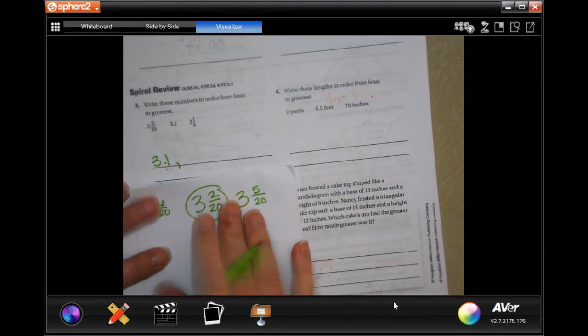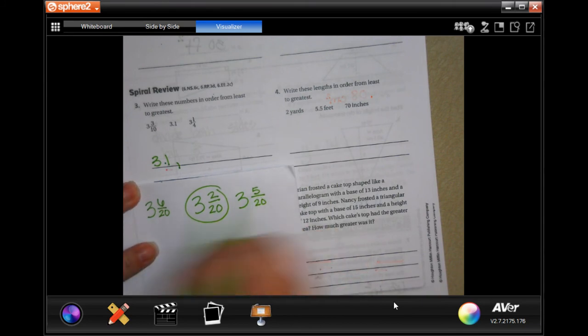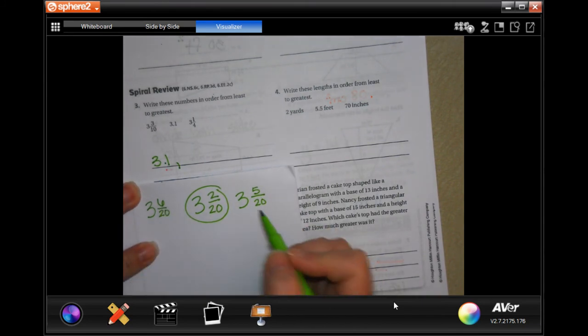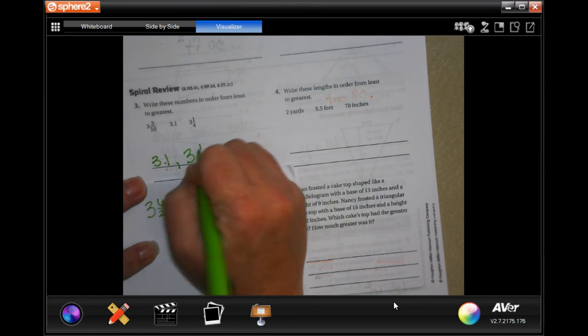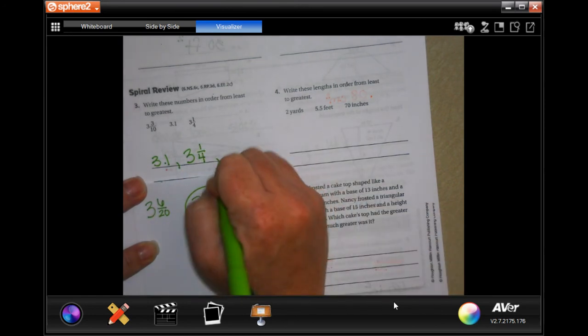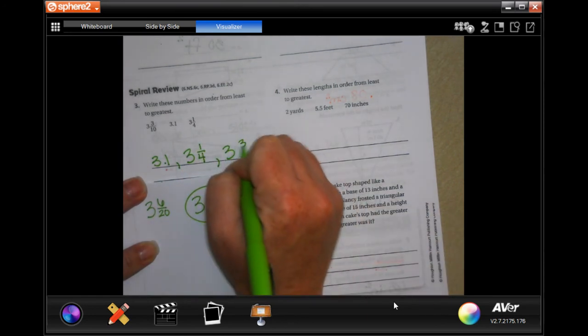The next one that's the smallest is going to be 5 because 5 is smaller than 6. So it's going to be 3 1/4. And then 3 3/10.